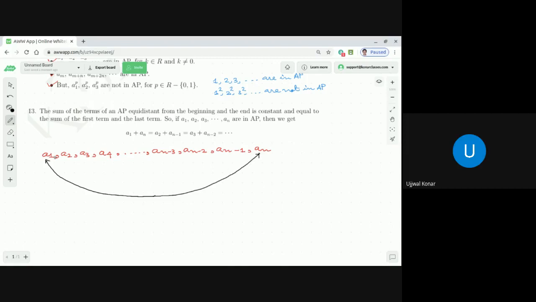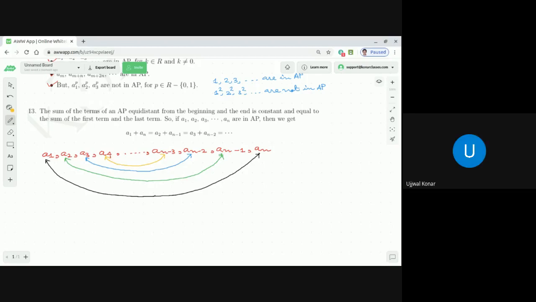Whatever you get, that should be equal to A2 plus AN minus 1. Correct, dear students? And that is equal to A3 plus AN minus 2, and that is equal to A4 plus AN minus 3. I'm using the same color so that you can refer to it in future as well. Correct, dear students?